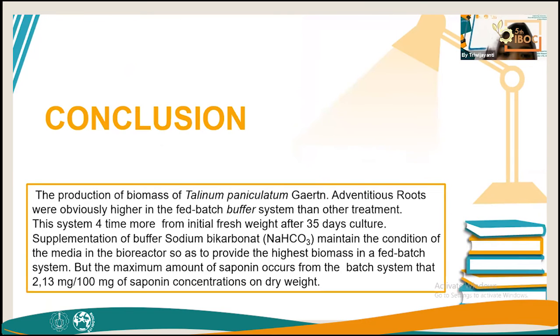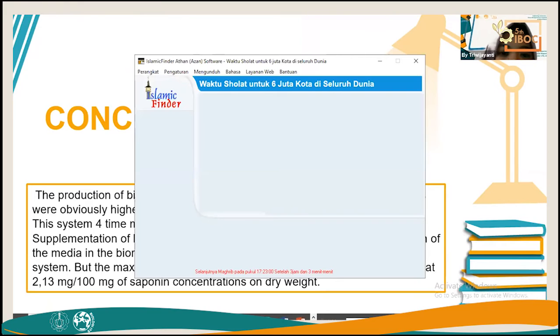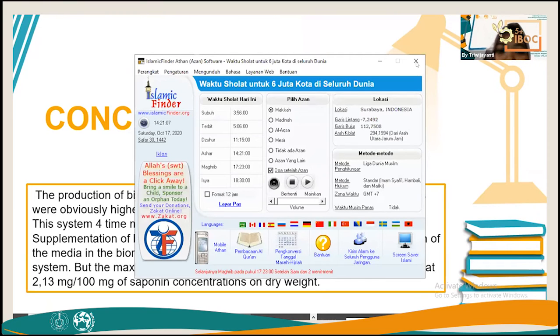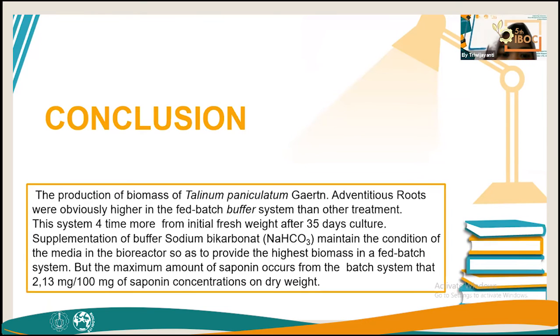So the conclusion of our research is that the production of biomass of Talinum paniculatum adventitious root was obviously higher in the fed-batch buffer system than other treatments. The system gave 4 times the initial fresh weight after 35 days of culture. Supplementation of buffer, for which we use sodium bicarbonate, maintains the condition of the media in the bioreactor, so it provides the highest biomass in a fed-batch system. But the maximum amount of saponin occurred in the batch system, at 2.30 milligrams per 100 milligrams of saponin concentration on dry weight.